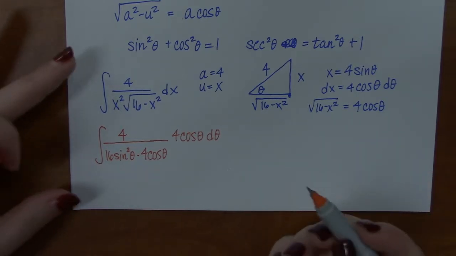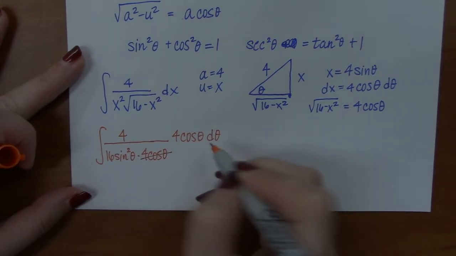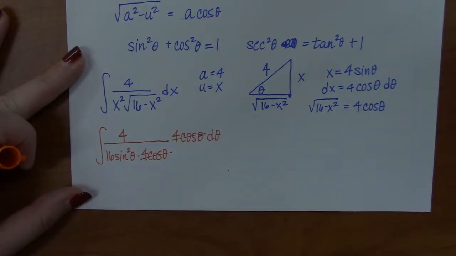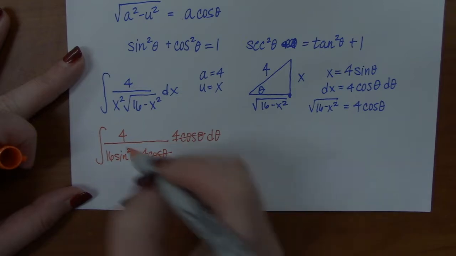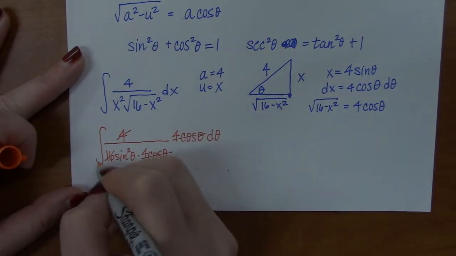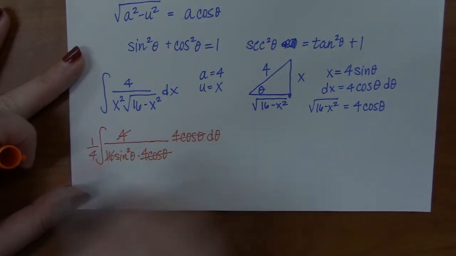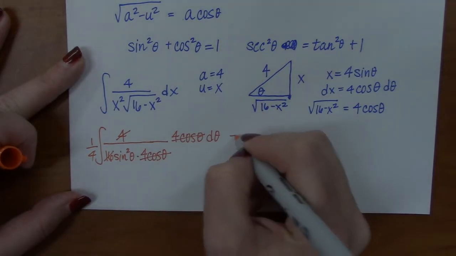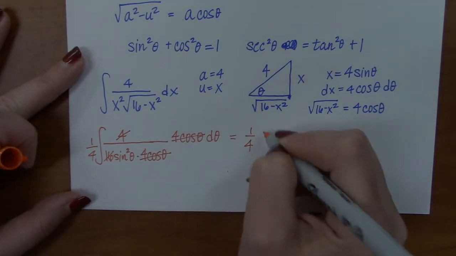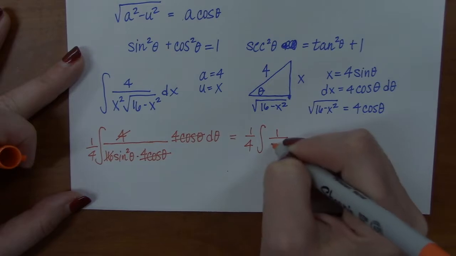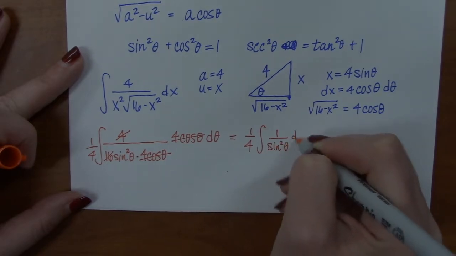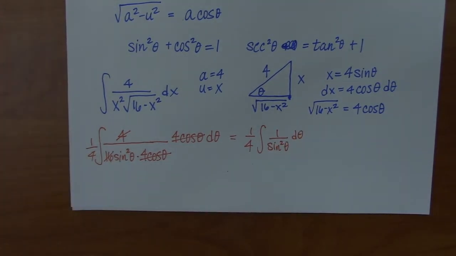So what happens here, the 4 cosine theta in the denominator cancels the 4 cosine theta in the numerator. I can cancel a 4 out of my 16, so I'll just bring that 1/4 out front. And now what I'm left with is 1/4 over 1 minus sine squared theta d theta. Well, I can't really integrate that directly, but what's 1 over sine?